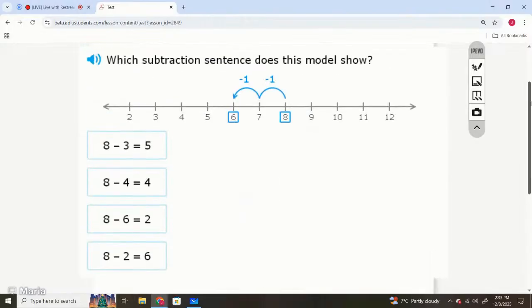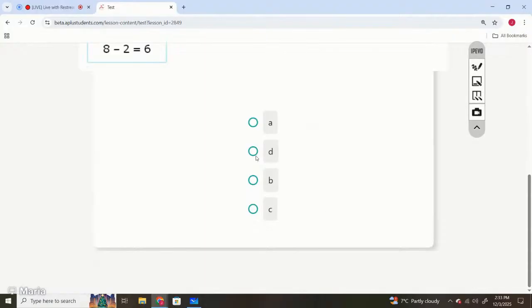So you started at 8, that is 8 take away 2 is 6. Option number D is the correct option.